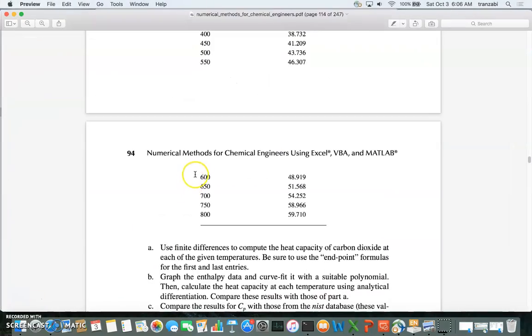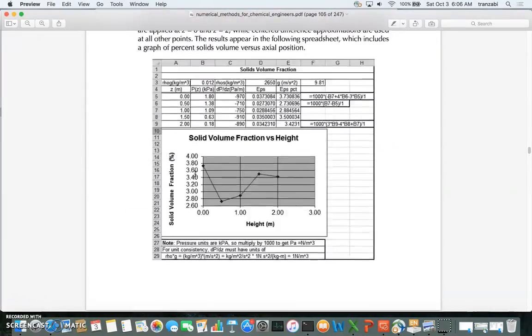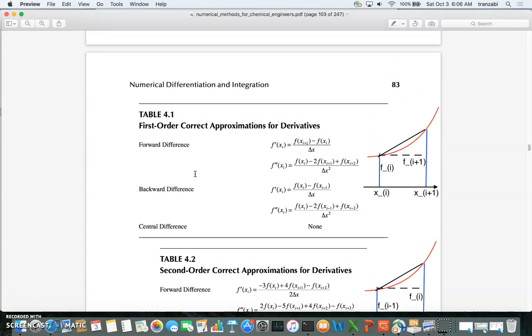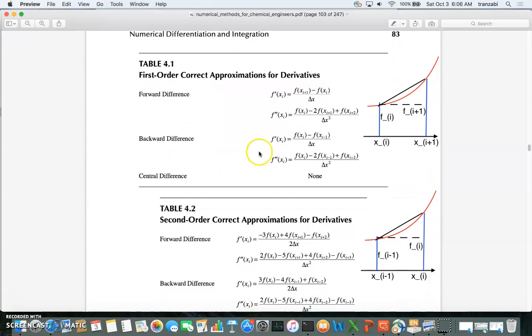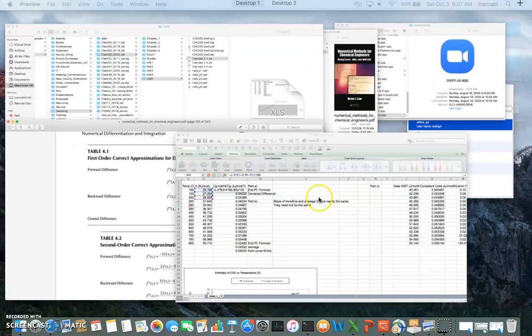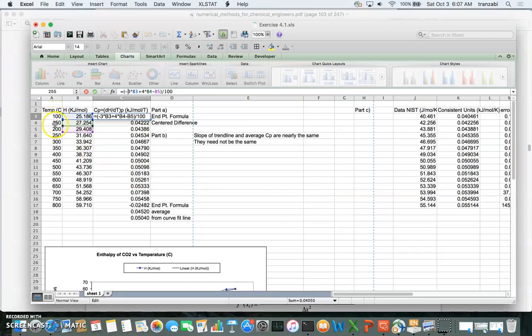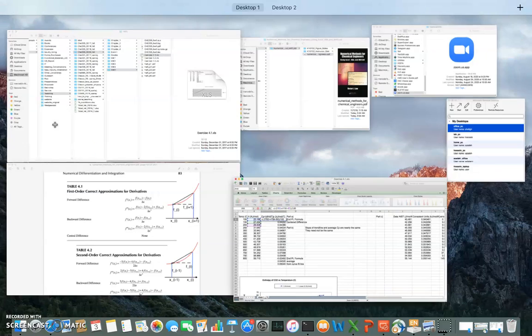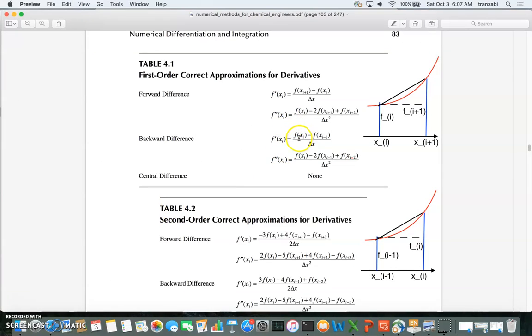degrees, right? So if you go back to page 83, just to remind you, for backward difference, if you want to calculate, let's say, the derivative at temperature 100, you need to know the value of the enthalpy at temperature, let's say, 100 minus delta x. And in our case, delta x is the difference between two successive temperatures, which is 50 degrees Celsius, right? So that means for backward difference, we need to know the enthalpy at 50 degrees, which we don't have.